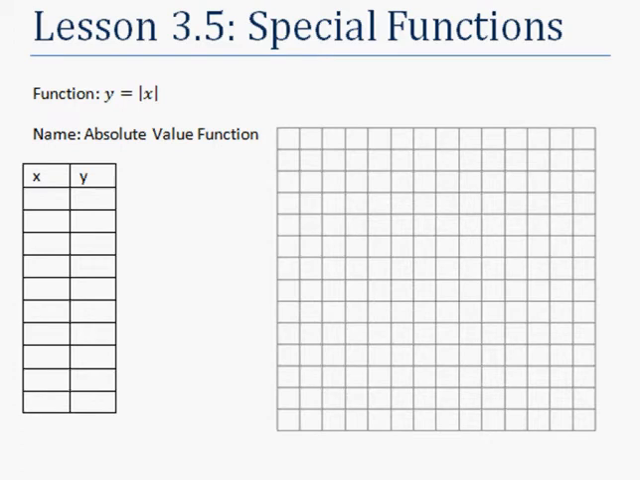In previous lessons, we learned to graph lines. There are other types of functions besides lines, so we're going to learn how to graph a few of these today and then graph other types of functions in the future. So the first one here, we're familiar with absolute value, so this is called our absolute value function.